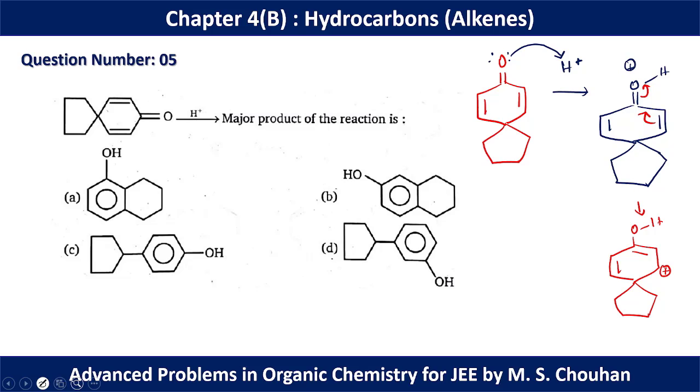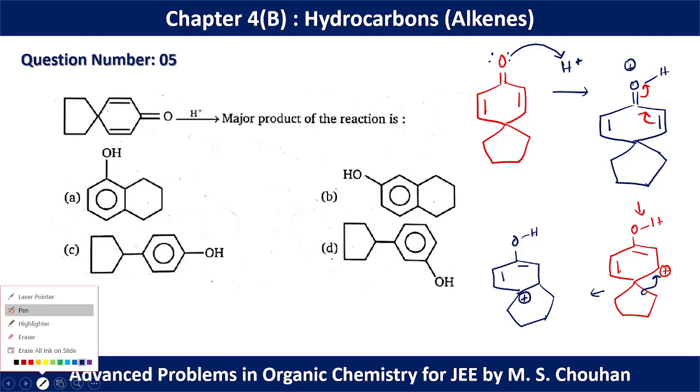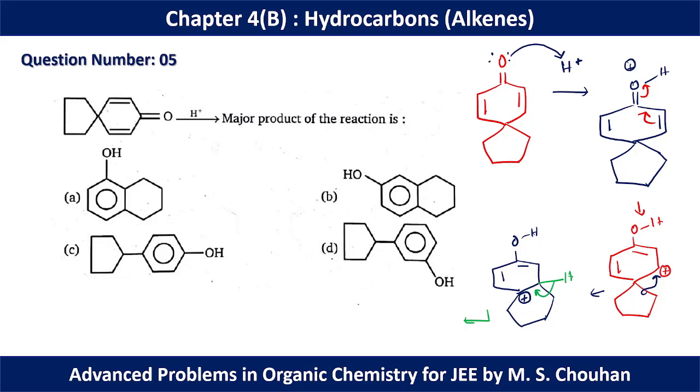Now this 5-member ring can be involved in ring expansion, and we can have this kind of situation. Finally, aromaticity will be restored by dissociation of this CH bond. So you will get the final product like this, which is option B.